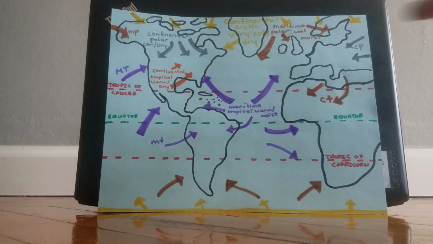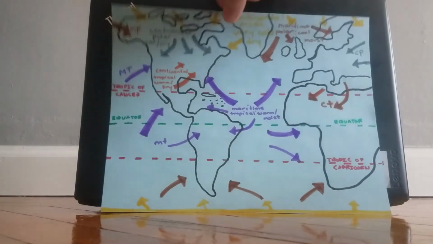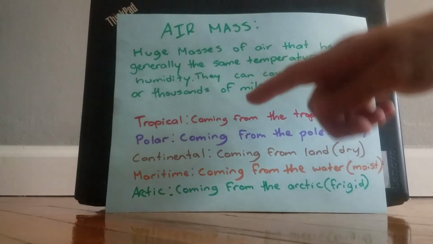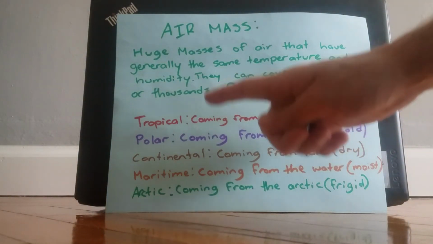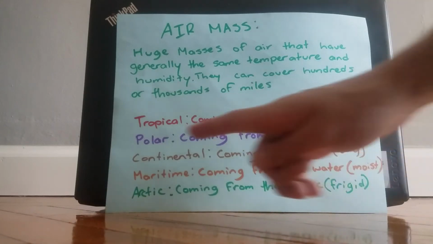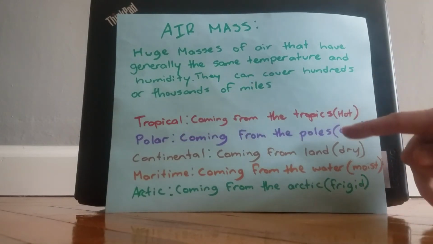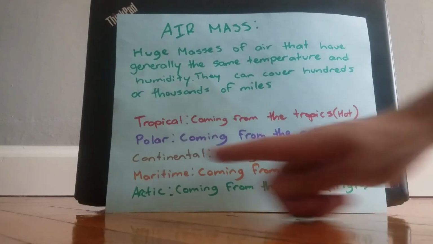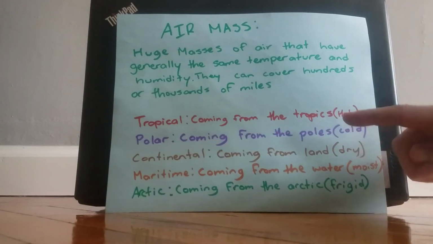Okay, remember, really just 5 concepts. Tropical is coming from the tropics. It's very warm, very hot. Polar is coming from the poles. Okay, it's very cold. Continental is coming from the land, so it's very dry. Maritime is coming from the water, so it's very moist.